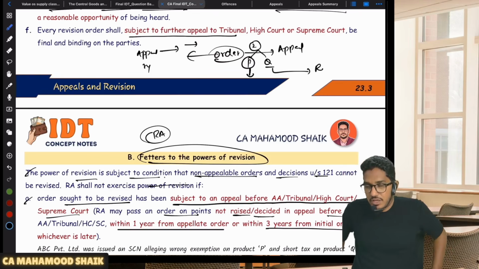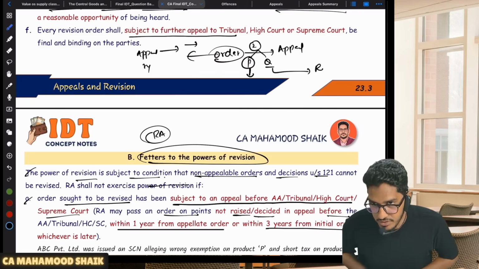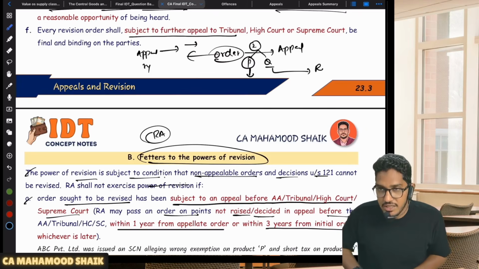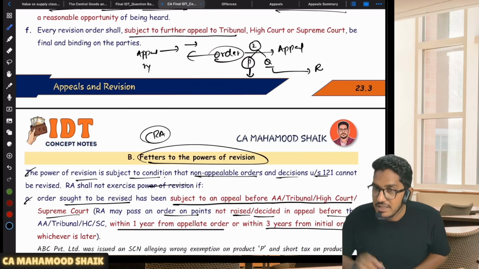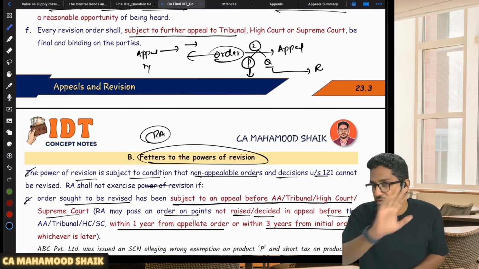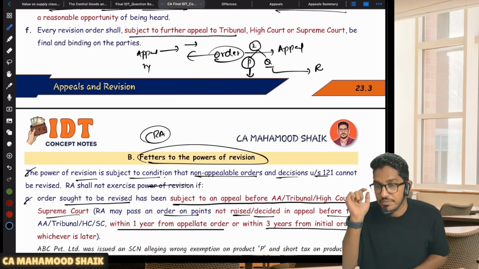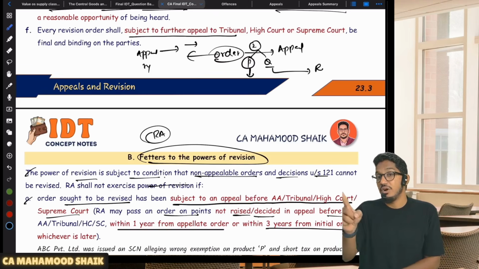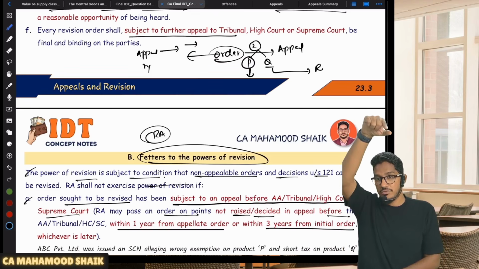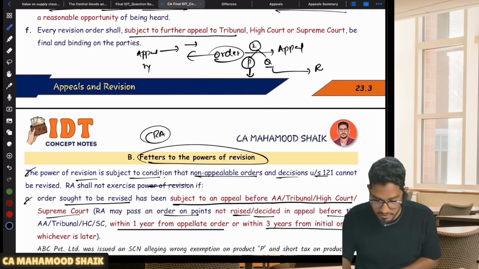So first here, till now what I have told is when revision is not possible. Number one, if the order is not appealable, it is not possible. Similarly, if the order is already subjected to an appeal, you cannot take it up for revision. One exception is there. There are some issues in that order for which appeal has not gone. Those issues you can take up for revision. And what is the time limit for completion of revision? Either 1 year from the date of appellate order or 3 years from the date of the original adjudicating authority's order, whichever is later. Within that time you are required to complete your revision process.